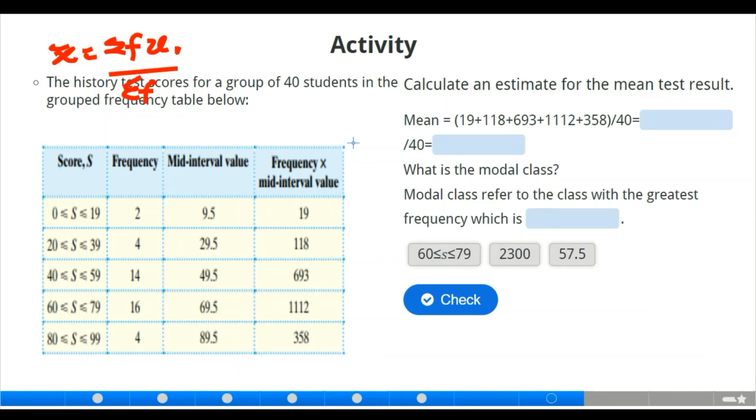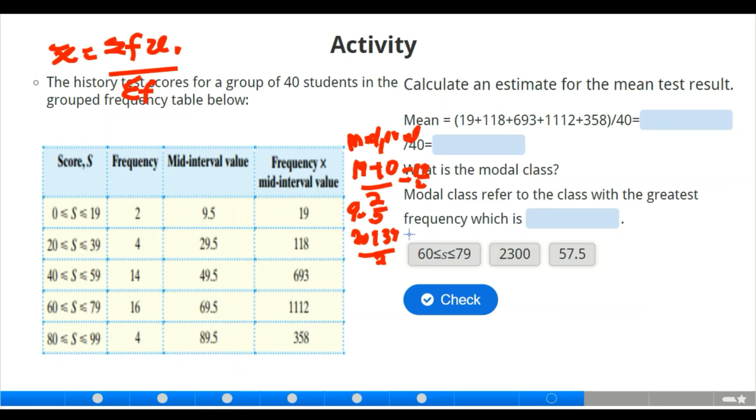So what we've done here is the midpoint, just put it here beside the table. The first thing we do is what? We have 19 plus 0 divided by 2. 19 plus 0 will give us 19. So 19 divided by 2 will give us 9.5, and that's how we got this first one, 9.5. So the next one is we have 20 plus 39 divided by 2.